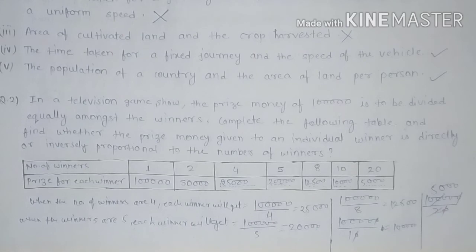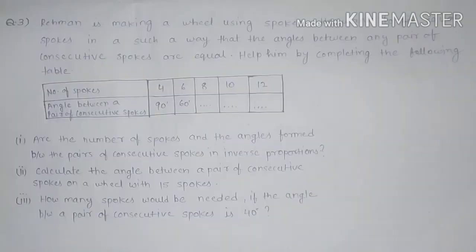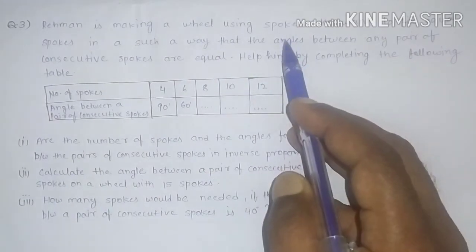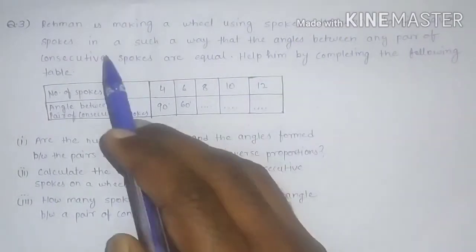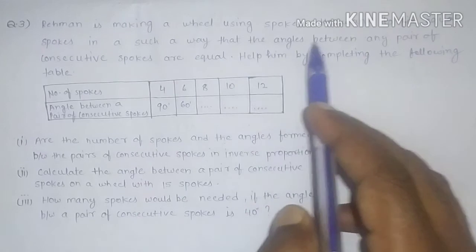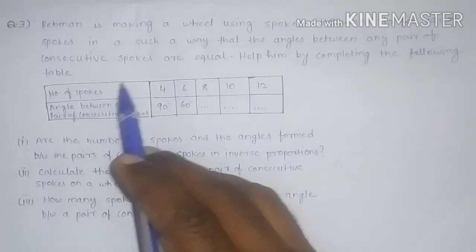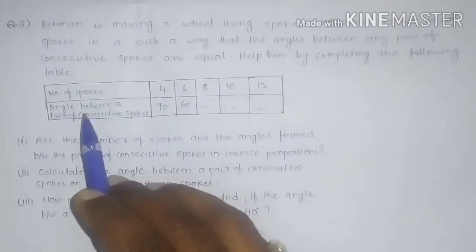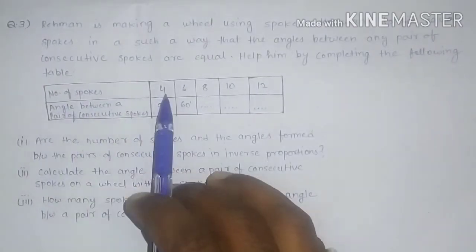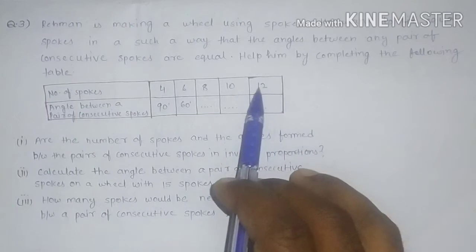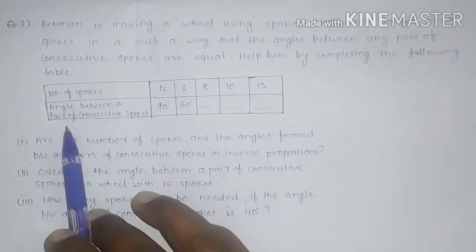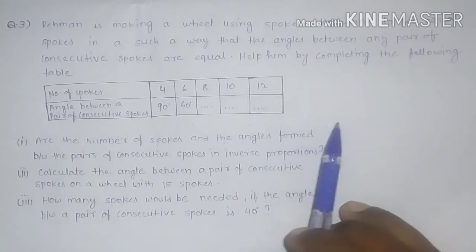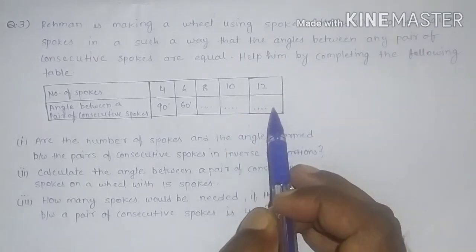Now the next question, that is question number 3. Rahman is making a wheel using spokes. He wants to fix equal spokes in such a way that the angles between any pair of consecutive spokes are equal. Help him by completing the following table. The number of spokes given here is 4, 6, 8, 10 and 12, and the angle between a pair of consecutive spokes is given as 90, 60 and so on. So simply we have to fill in the blanks.